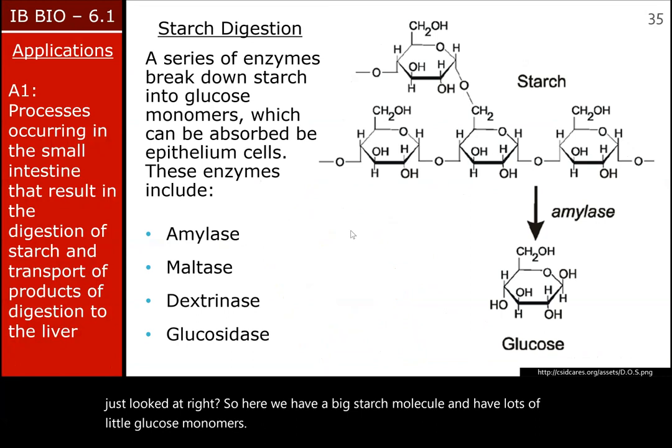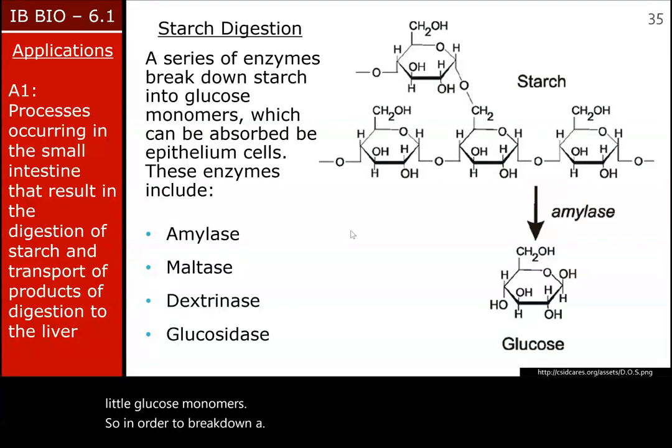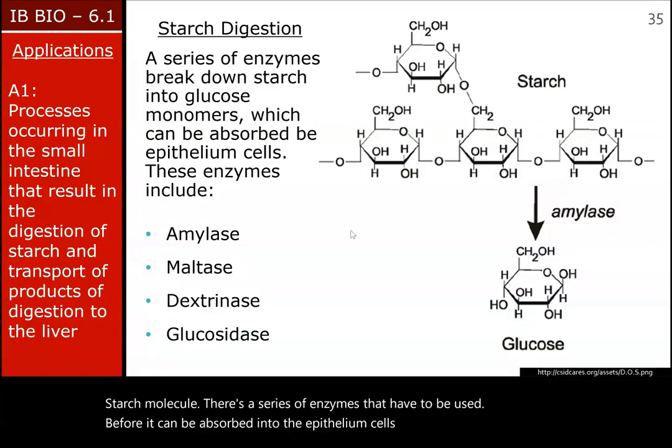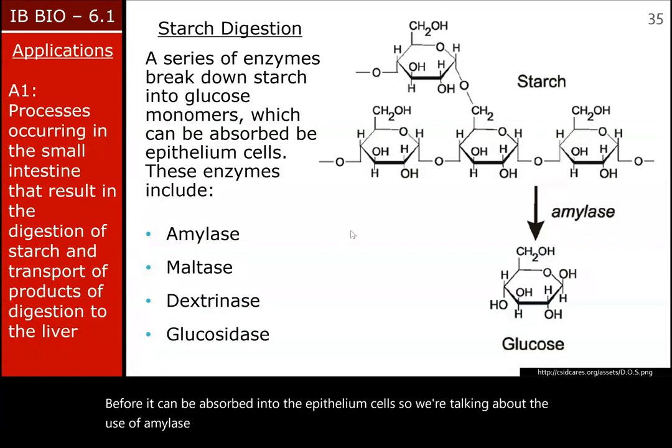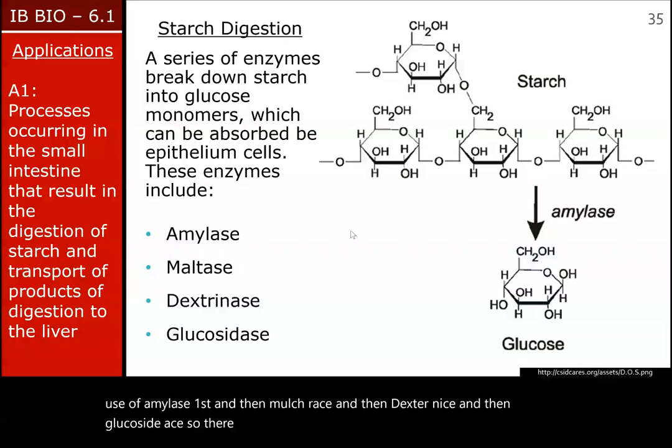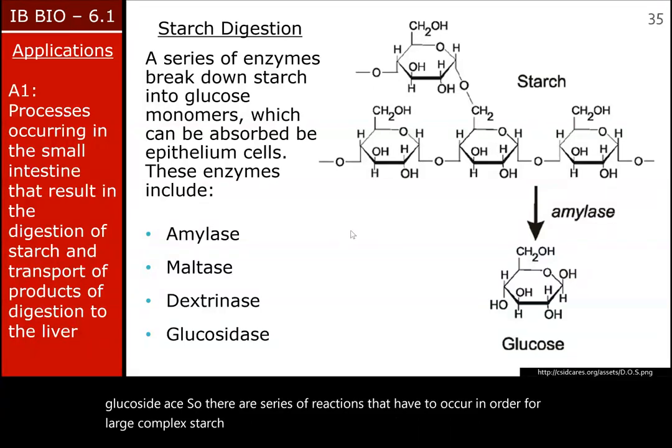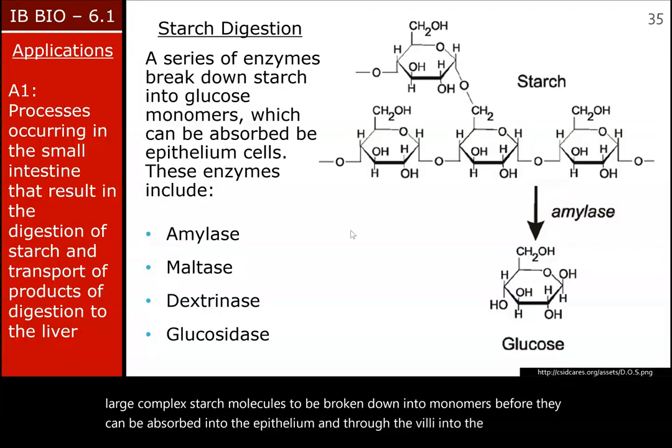So, in order to break down a complex starch molecule, there's a series of enzymes that have to be used before it can be absorbed into the epithelium cells. So, we're talking about the use of amylase first, and then maltase, and then dextranase, and then glucosidase. So, there are a series of reactions that have to occur in order for large complex starch molecules to be broken down into monomers before they can be absorbed into the epithelium and through the villi into the intestinal wall, and then into your bloodstream.